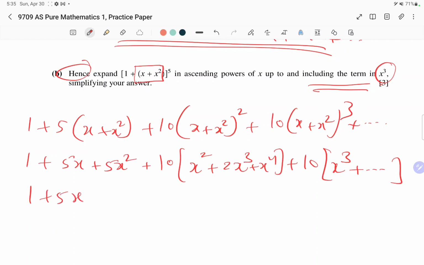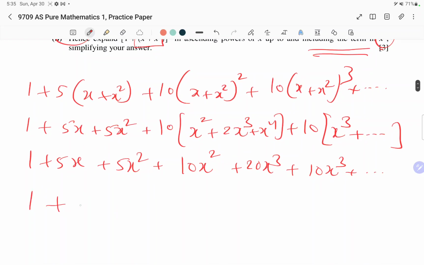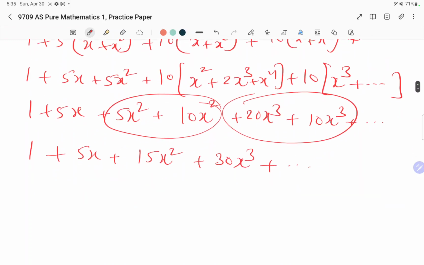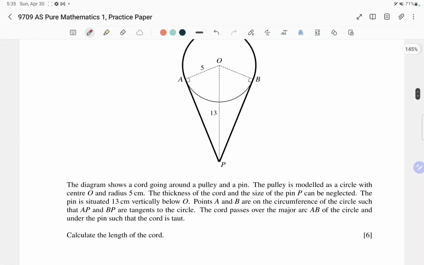Okay, so this is 1 plus 5x plus 5x squared, 10x squared, 20x cubed, but 10 times x to the power 4, I'm not interested. I will not write it because we have to write up to x cubed, so just ignore that. Now 10x cubed, and just write 3 dots. So 1 plus 5x squared and 10x squared, which is 15x squared, and 20x cubed and 10x cubed, which is 30x cubed, and dot dot dot. So 1 plus 5x, 15x squared and 30x cubed. So this is the answer. Now come to the next question.